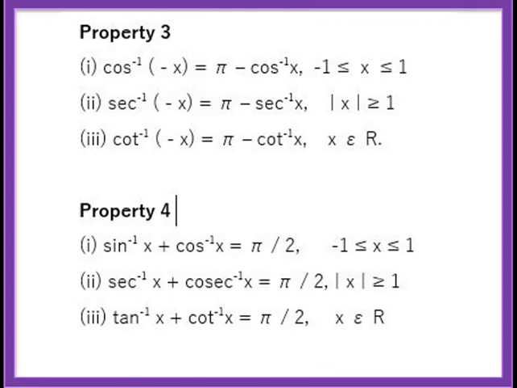Similarly, sec inverse of x plus cosec inverse of x is pi by 2. Tan inverse of x plus cot inverse of x is equal to pi by 2. But you have to observe the restrictions on x which are mentioned here.